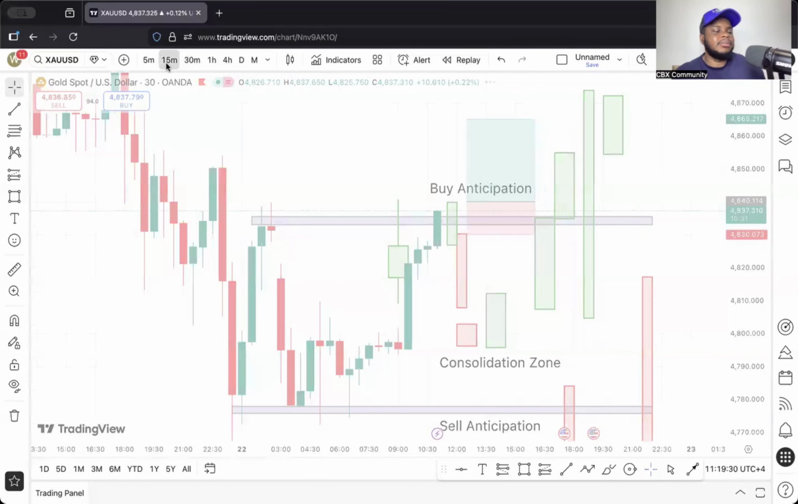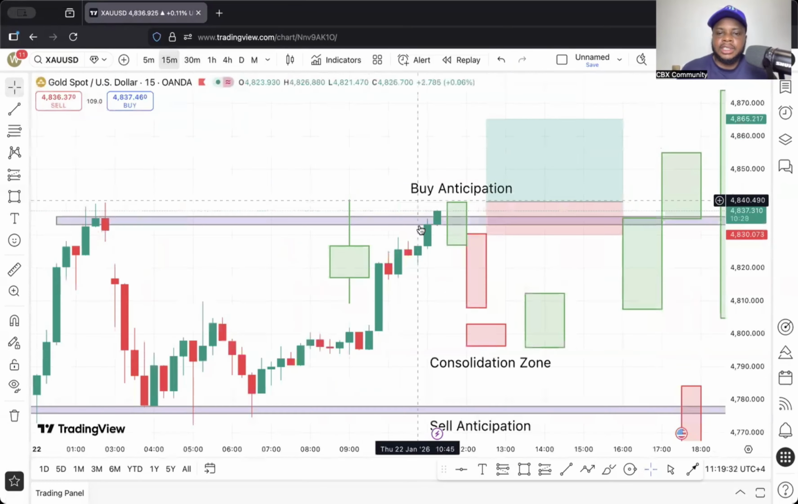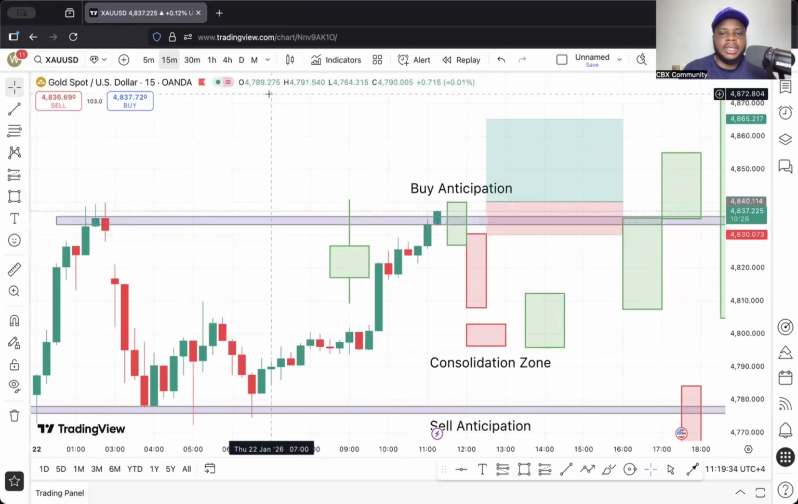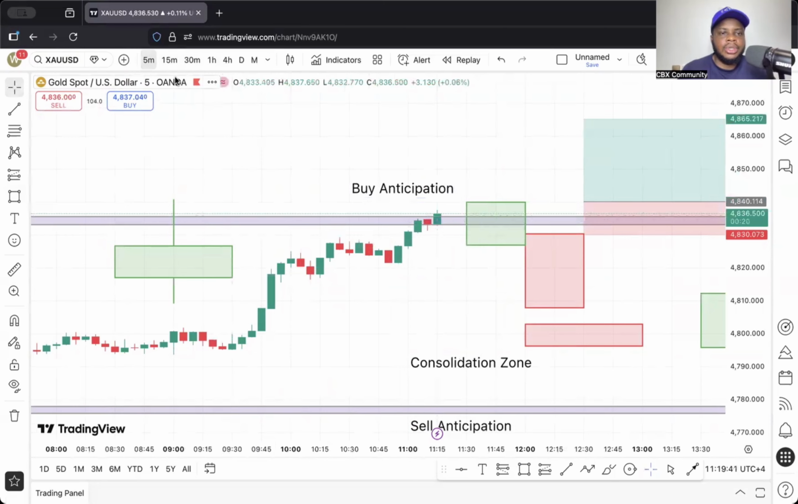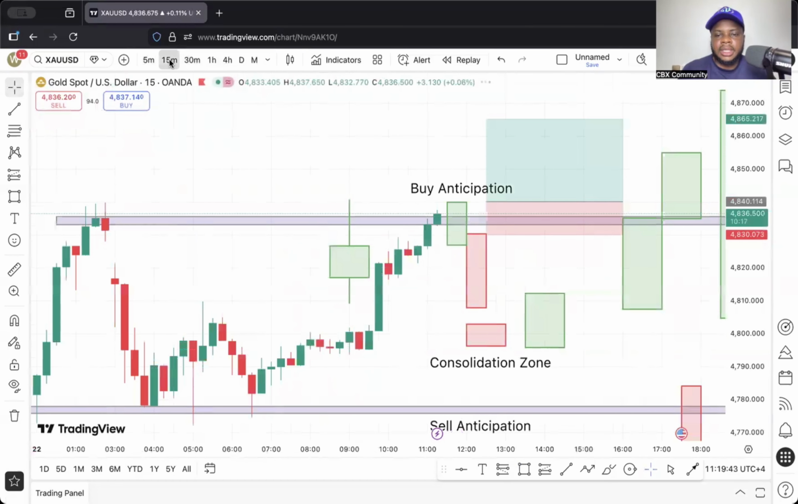Let's see what this candle wants to do. Let's go to the 15 minutes. The 15 minutes has broken the high of this bullish candle over here. Let's go to the 5 minutes. Like I told you guys, the candle will still continue to go up. So let's wait and see.